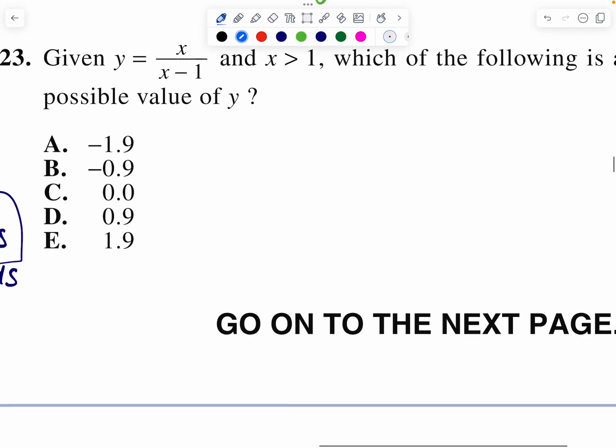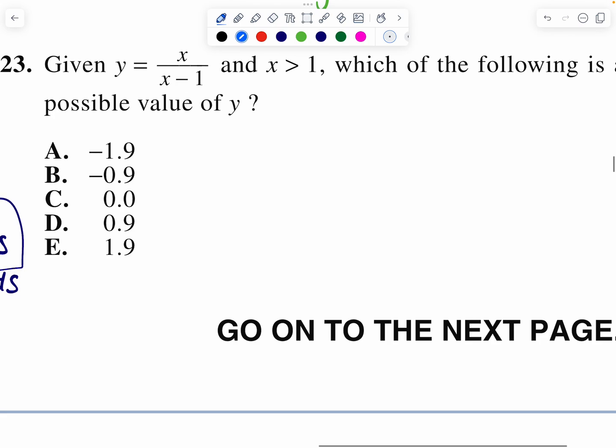Question 23, given y equals x minus x over x minus 1 and x is greater than 1, which of the following is a possible value of y? Well, if we know that x has to be greater than 1, if I look at just this bottom piece, I'm going to take just the bottom. I have x minus 1.